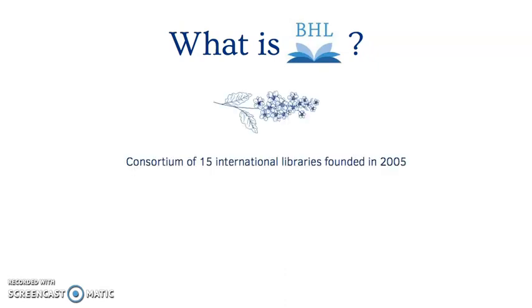BHL is a consortium of 15 science, research, and national libraries dedicated to collaboratively making biodiversity research freely available to the scientific community. It was first established in 2005 with 10 founding members, including the Natural History Museum in London and American Museum of Natural History in New York. Over the years, they've added 5 more members, all of which are based in the US.